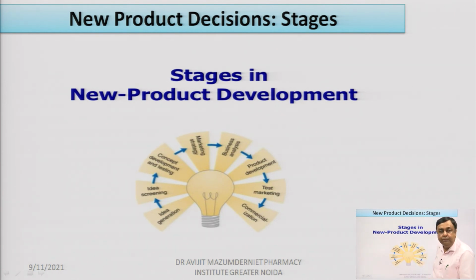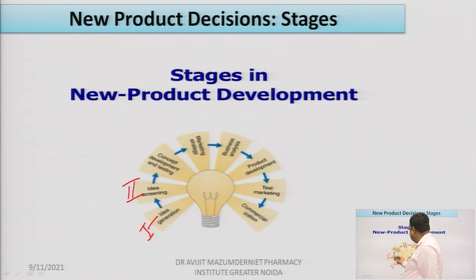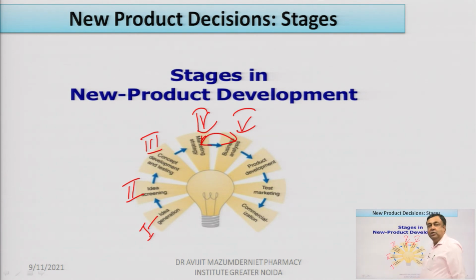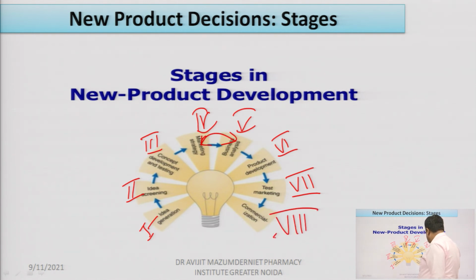It is basically a sort of a 180 degree cycle. Idea generation, stage number 1. Idea screening, stage number 2. Concept development and testing, stage number 3. Market strategy, stage number 4, and these two are more or less linked. Analysis of the business, stage number 5. Development of the product, stage number 6. Stage number 7, test marketing, and lastly the final commercialization of your product.